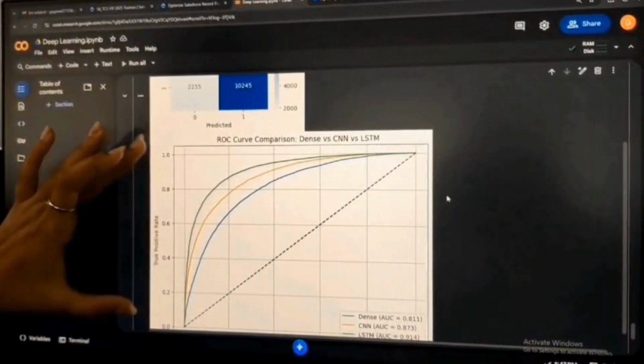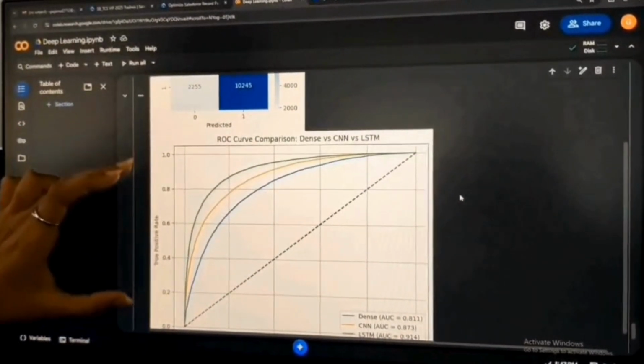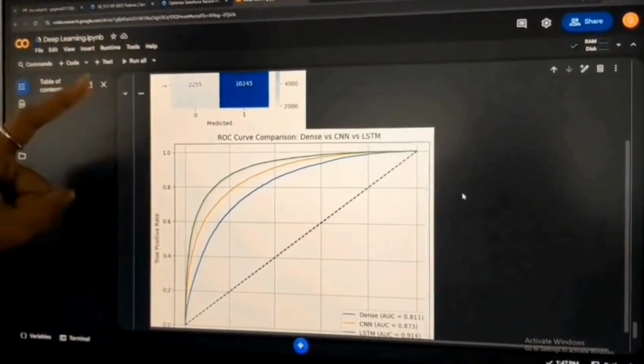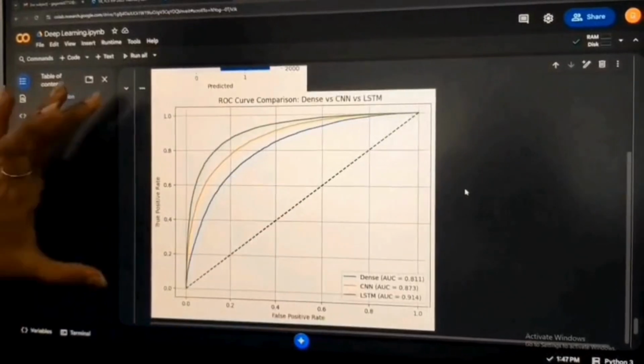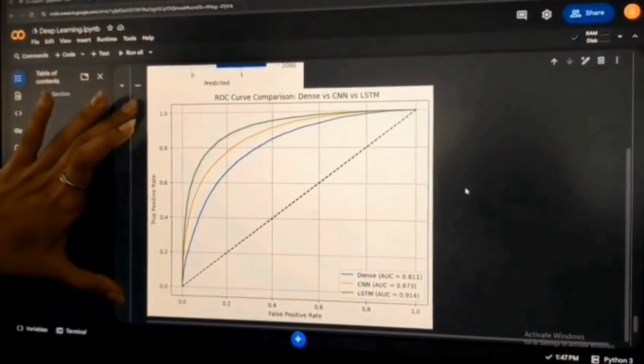And this is the combined ROC curve comparison of the dense versus CNN and the LSTM. This is the output for the ROC curve.